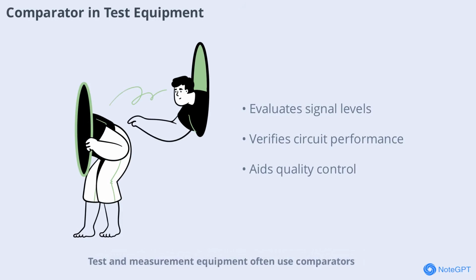Test and measurement equipment often use comparators to evaluate signal levels and verify circuit performance. By comparing measured values to reference standards, the equipment can quickly identify faults or deviations. This is essential for quality control and troubleshooting in electronics manufacturing.